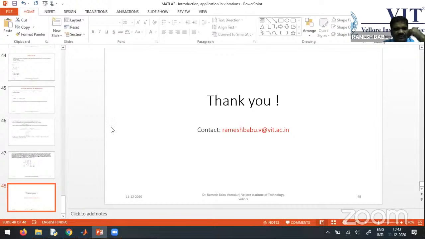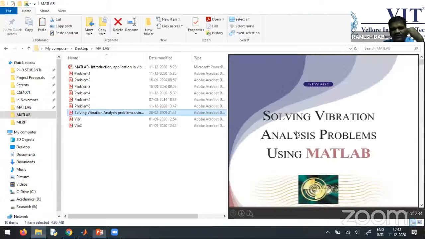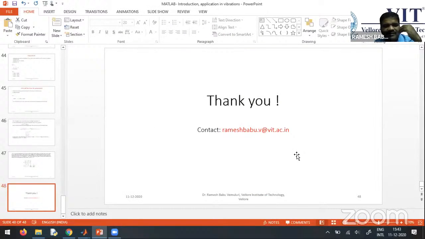So just before closing, this is the book, Solving Vibration Analysis Problems Using Matlab. Those who want to work on vibration problems with Matlab, it is available online. Please follow this book. A lot of many varieties of problems are there. You can solve them, and maybe some printing mistakes are also there that you can rectify by yourself.